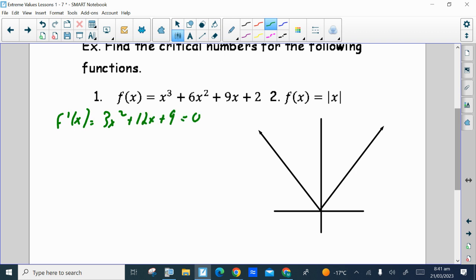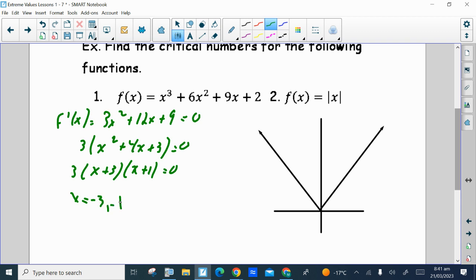And the critical numbers will occur where the first derivative equals 0 or where it's not defined. And in this case, there's nowhere where it's not defined. There are no restrictions on what x can or cannot be. Because there's no denominator, there's no radical. Those are normally the places that we see restrictions. So we solve the quadratic by factoring. And we get our critical numbers at -3 and -1. So there's our critical numbers, the zeros of the first derivative.